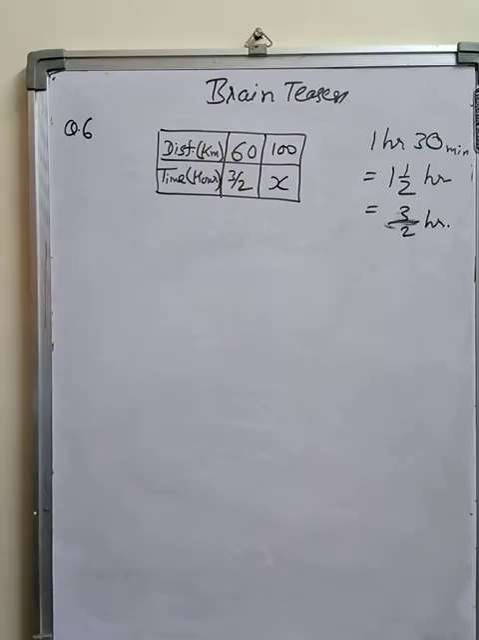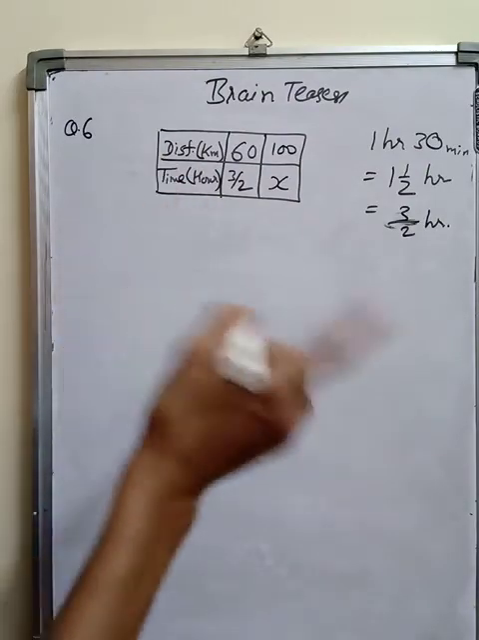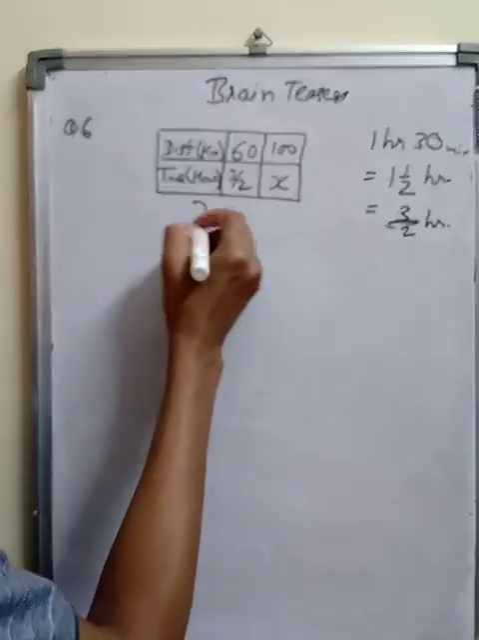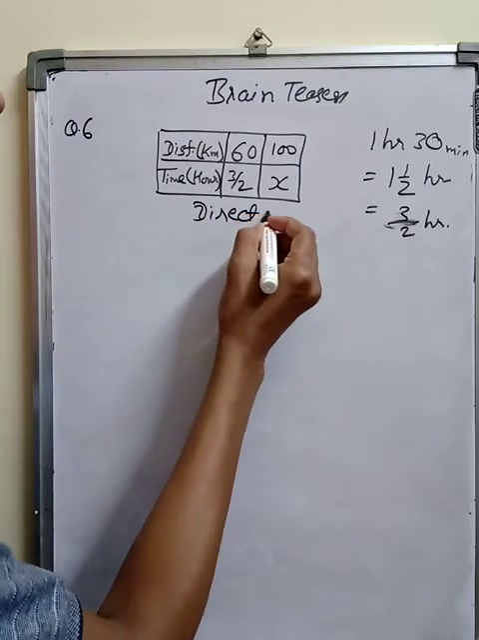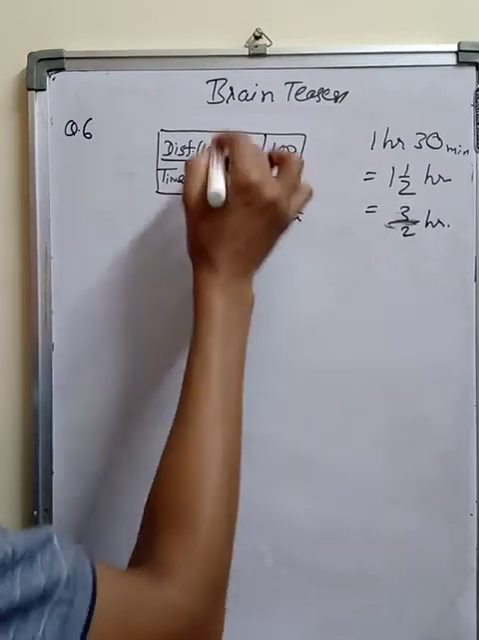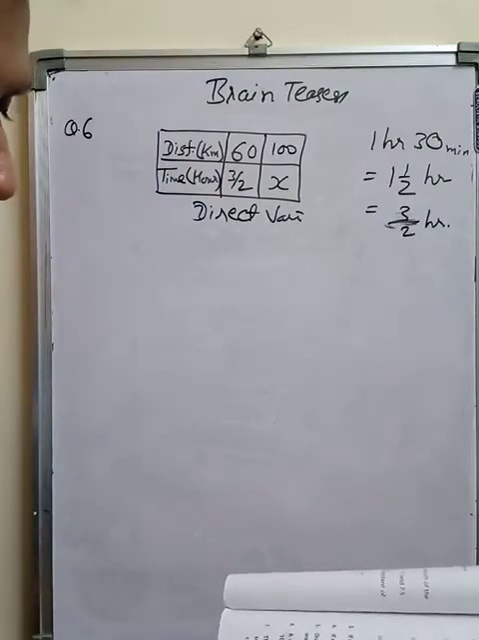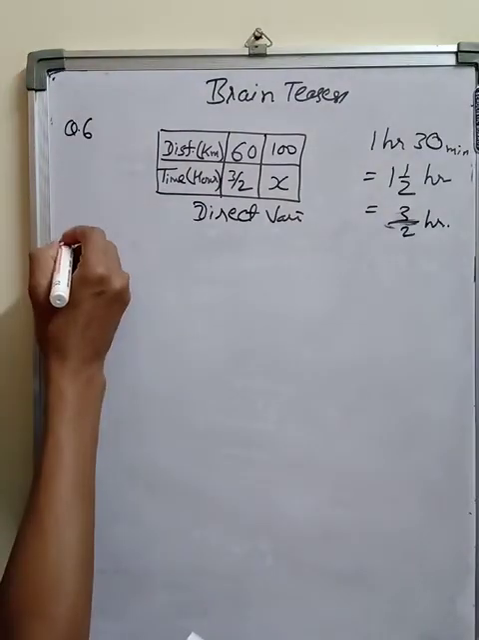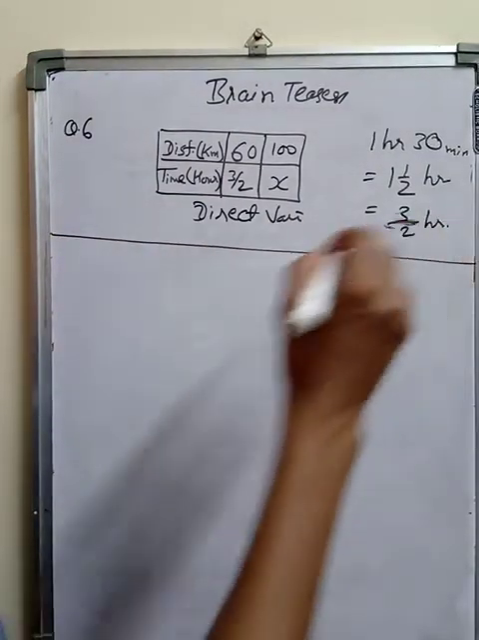Which variation? Think over this. Distance and time. For more distance we need more time, so this will be direct variation. So by cross multiplication you can find the value of this. Okay, up to question 6 only, you solve today.